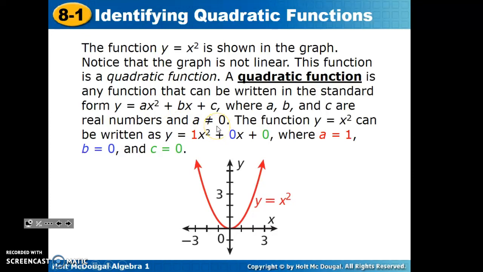A cannot equal 0 for obvious reasons. If a was 0, we would not have an x squared term, and we would fall back to a linear form. And so the function y equals x squared can be written as y equals 1x squared plus 0x plus 0, where a is 1, b is 0, and c is 0. And so here we have the basic parent function, y equals x squared, just like when we dealt with linear functions, our parent linear function was y equals x.